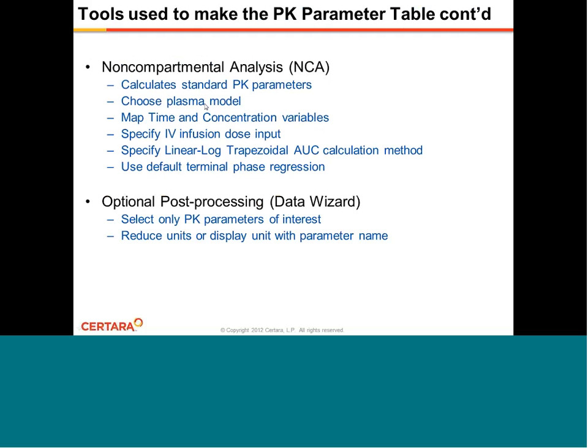In this example, we'll choose a plasma IV infusion dose input with the linear-log trapezoidal AUC calculation method and WinNonlin's default terminal phase regression. Once the NCA is performed, you can do optional post-processing with the data wizard. For example, selecting only PK parameters of interest and filtering out those that are not of interest, as well as reducing units or displaying the unit with the parameter name for presentation purposes.